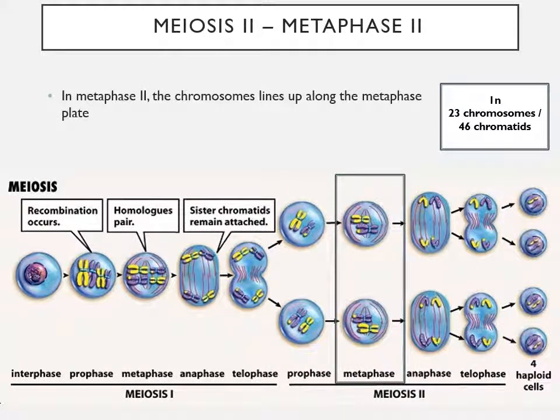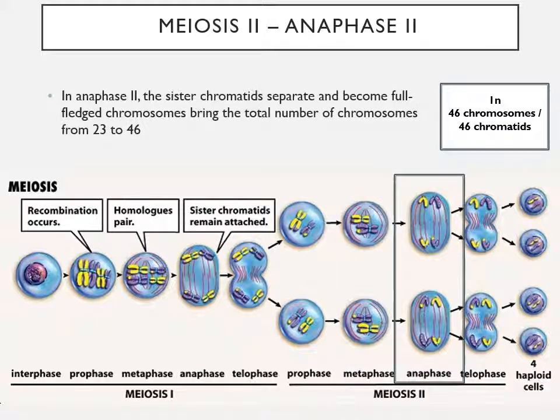Now in metaphase, just like in every other metaphase that we've seen, the chromosomes start to line up at the center plate. Still, nothing's changed here yet. In anaphase 2, the sister chromatids pull apart. So again, half of chromosome 1 will move over here, half of chromosome 1 will move over here. Half of chromosome 2 moves to one side, half of chromosome 2 moves to the other side. And each of these separated sister chromatids becomes a full-fledged chromosome in this process.